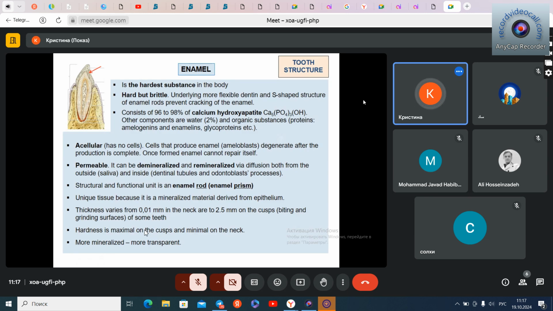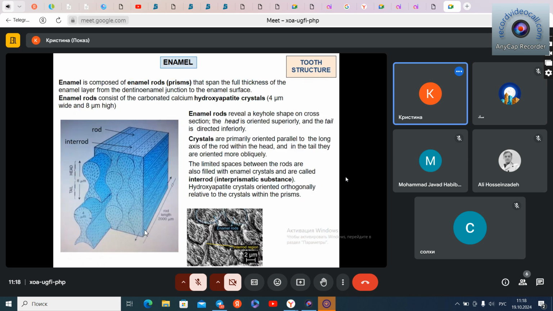The enamel is the hardest substance in the body. It contains the calcium hydroxyapatite crystals. It is acellular, has no cells. It is the unique tissue because it contains no cells. Because the cells were alive previously, they produced this material, enamel, and then they died.